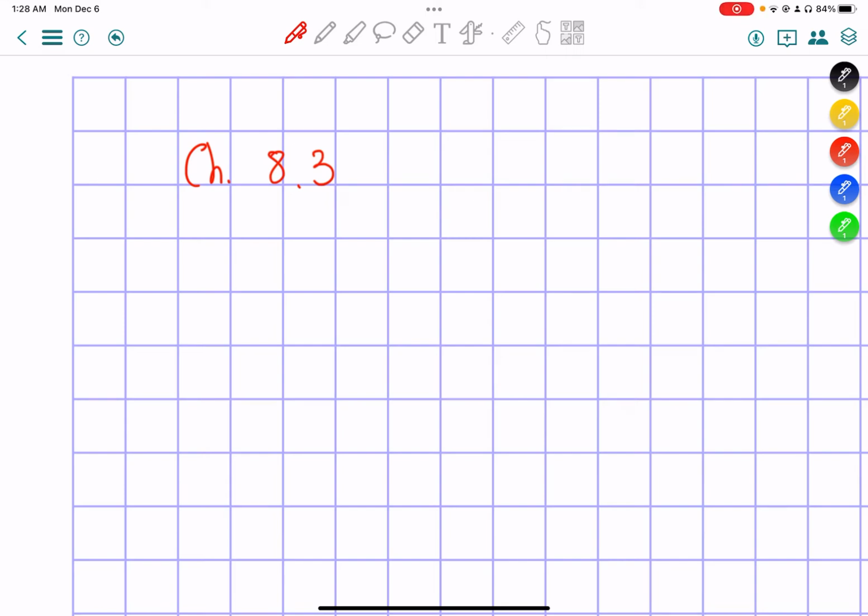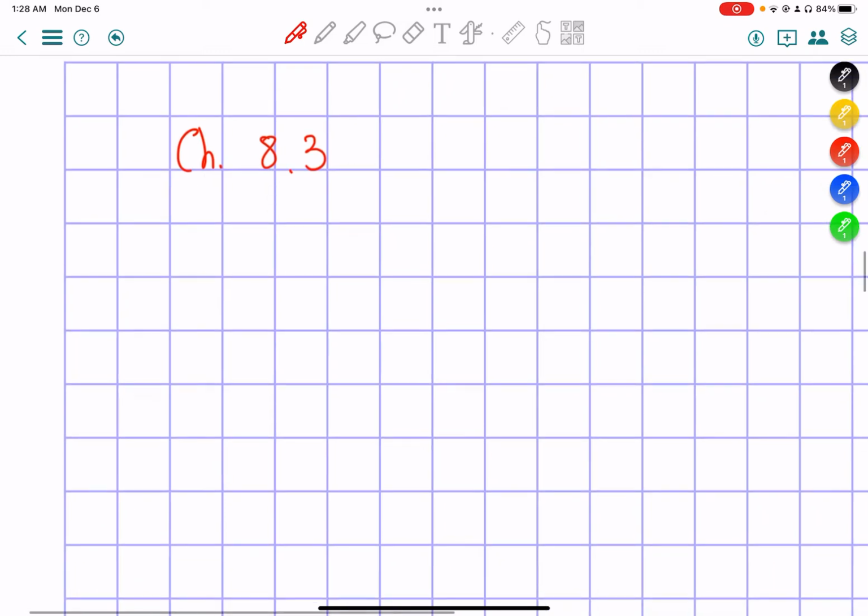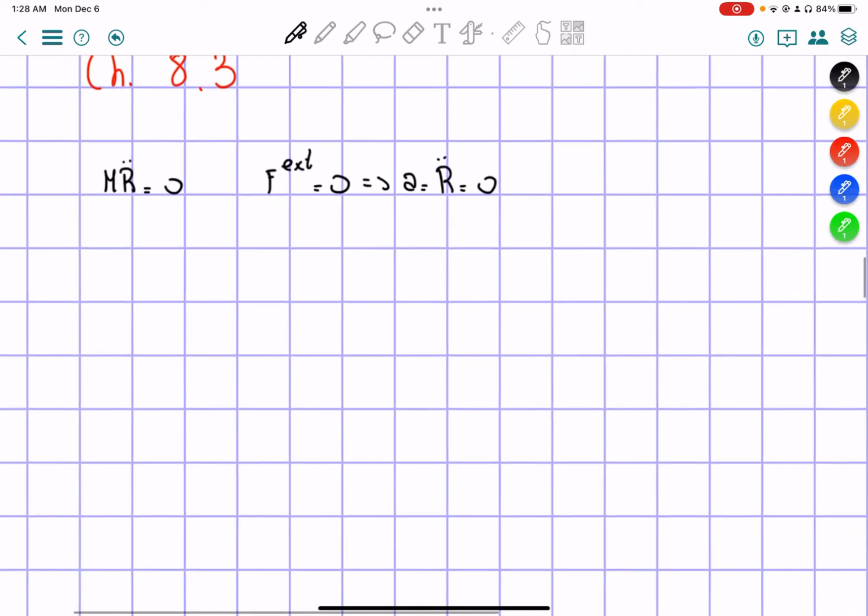In chapter 8.3, we start with the observation that we found in the previous chapters and we work on them. First of all, the idea is to start with m r double dot is equal to 0. How is it derived? Well, it's derived from the fact that we imagine the external force is equal to 0. Therefore, the acceleration, which in our case is r double dot, is equal to 0 on our central mass.